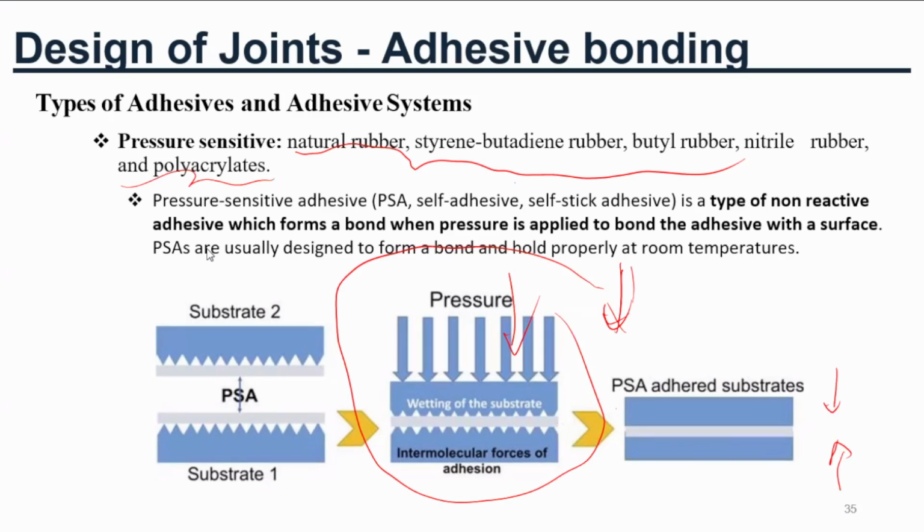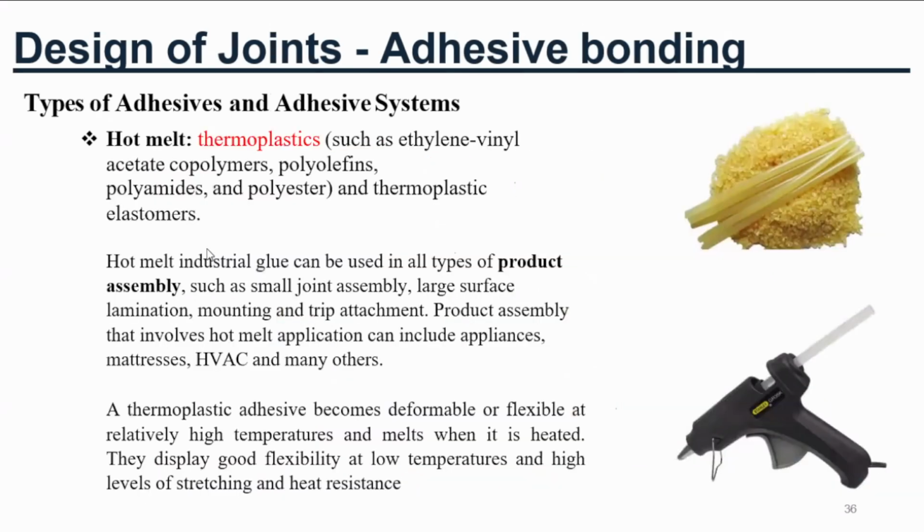Okay, so you can get these types of examples. Okay, you can bond two components using double side tape. Okay, you can take a tape and you can take two parts like this. Okay, so you can apply a force here. Okay, this is a simple method.